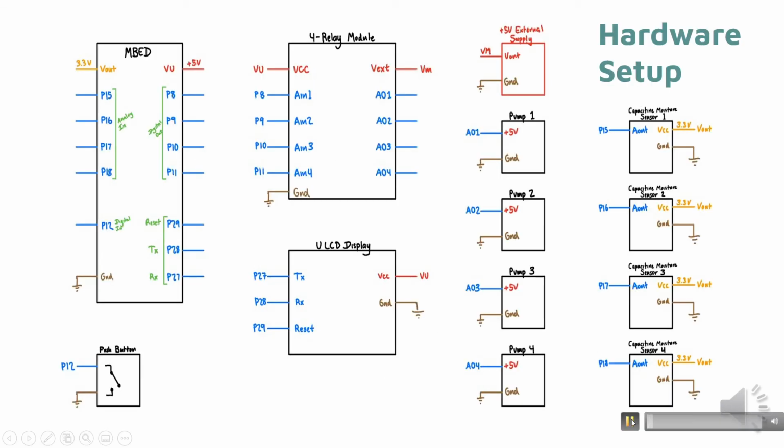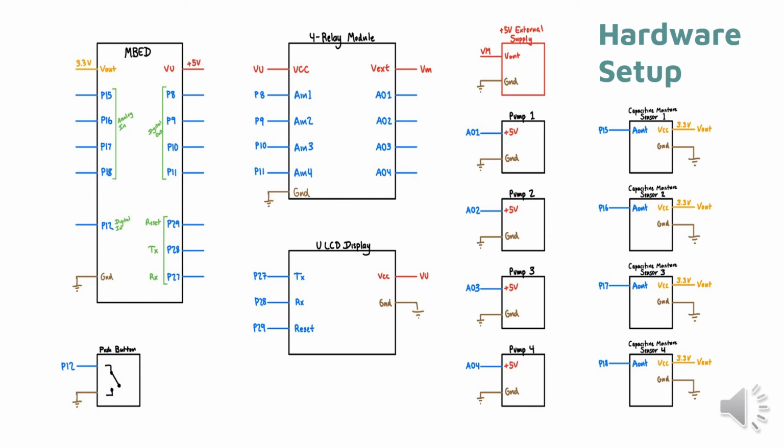Here we have a diagram of our hardware setup. We have our mbed that has 4 analog output pins connected to a 4 relay module that is also connected to a 5-volt external power supply. This 4 relay module then controls our 4 pumps, which controls our water supply to each plant.